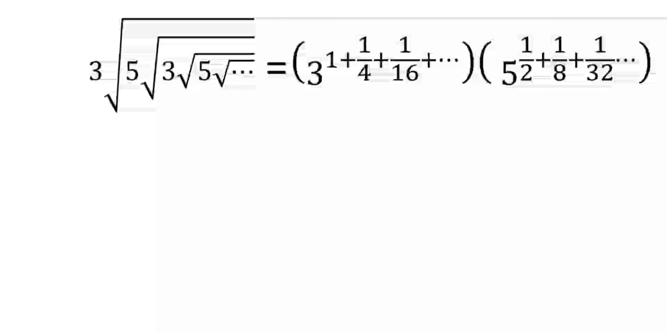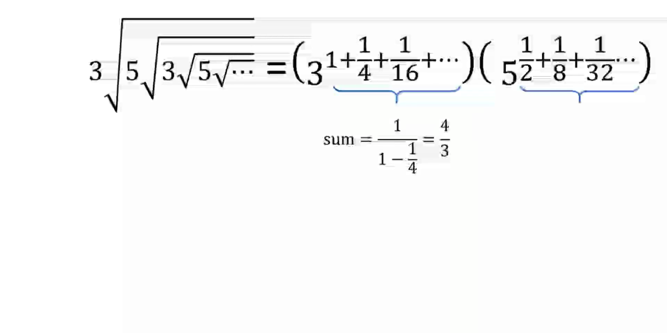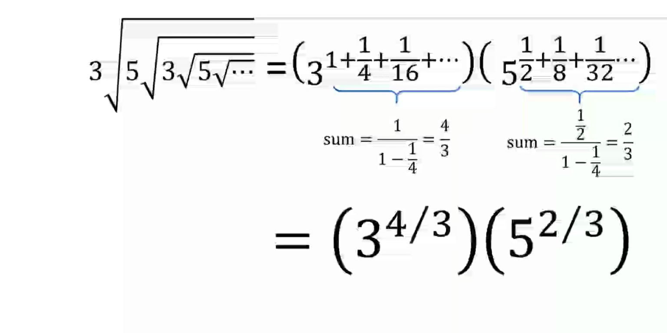So now, how do we solve for this value? Well, we have two convergent geometric series, and we can solve for their values. So we end up with 3 to the power of 4/3 multiplied by 5 to the power of 2/3.